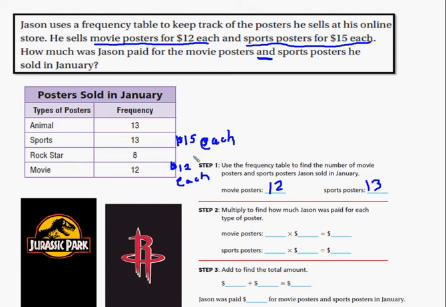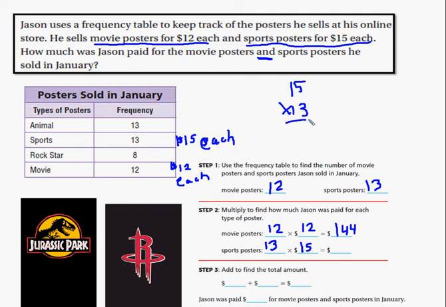So now we're going to multiply the number of posters by the price to figure out how much he made for each type. So movie posters, he sold 12 of them, and they are $12 each. And sports posters, he sold 13 of them, and they are $15 each. Well, I know my 12s tables, so I know 12 times 12 is 144. I don't know my 13s tables or 15s tables, so I'm going to go ahead and multiply those.